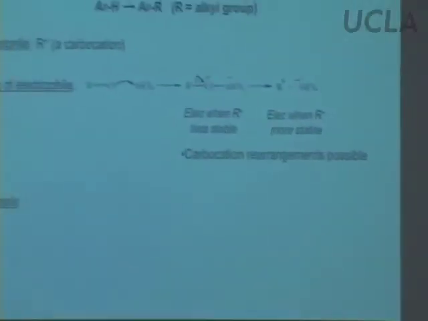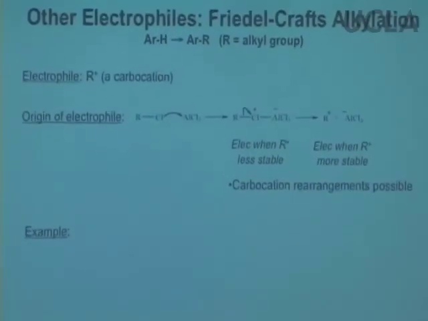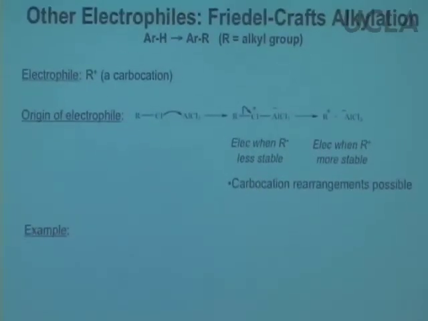Here is an example, by the way. This is called the Friedel-Crafts alkylation. Alkylation because we're putting on alkyl groups, and Friedel-Crafts because those are the Frenchman and the American who discovered this process in the 1870s.